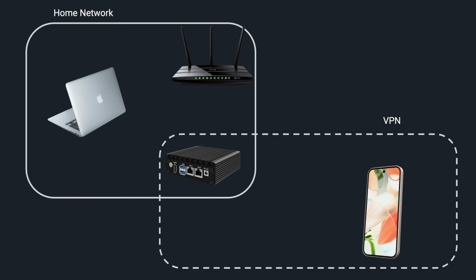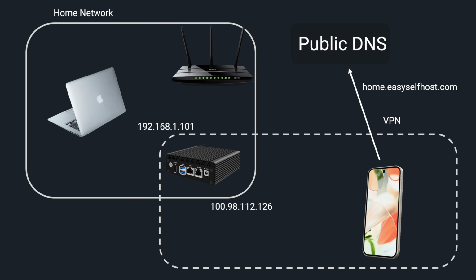At this point, we still can't access our self-hosted apps through their usual domain names. That's because our home server has different IP addresses on the home network and on the Tailscale network. In my case, the home network IP is 192.something, and the Tailscale network IP is 100.something. In my existing setup, I use public DNS to resolve all the home.easyselfhost.com domains to the home network IP.